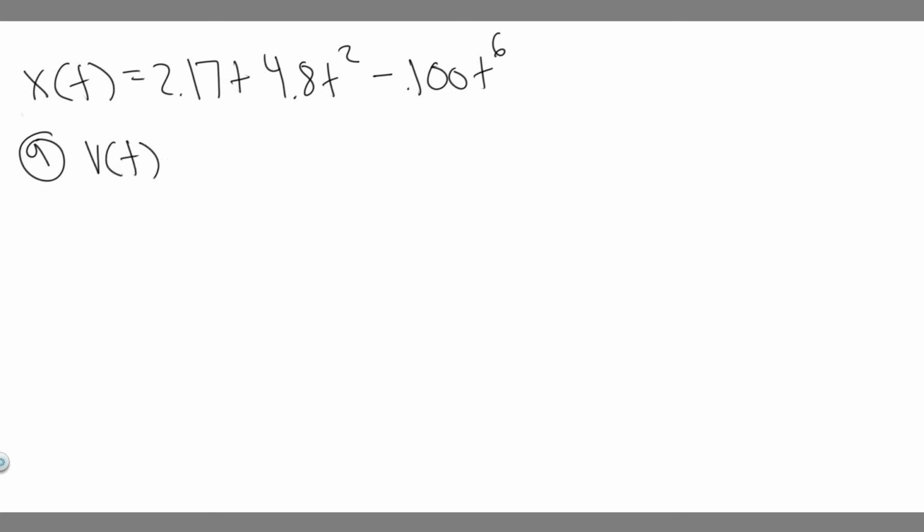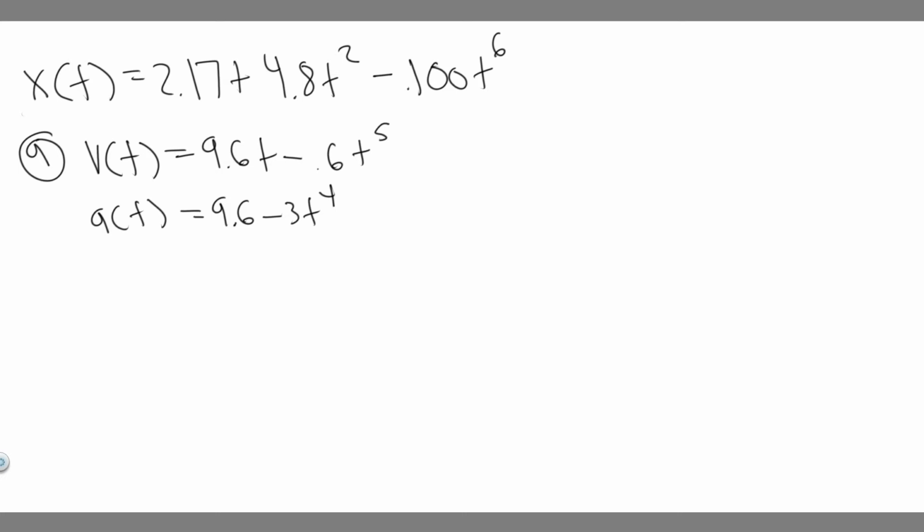So we're starting by finding v of t, and the way you do that is just by taking the derivative of your function. The derivative of 2.17 is 0. Plus 4.8 t squared is just going to become 9.6 t, because you move the exponent down and subtract 1. And then minus 0.6 t to the 5th. So we've got v of t, and now we're going to find a of t, because we need that too. This is going to become 9.6, because the t just goes away. And then minus 3 t to the 4th. So now we've got v of t and a of t.